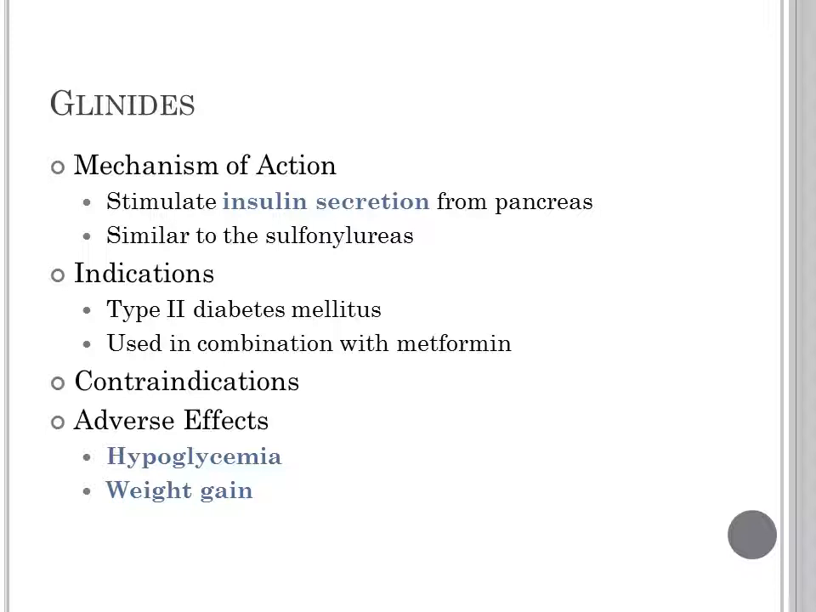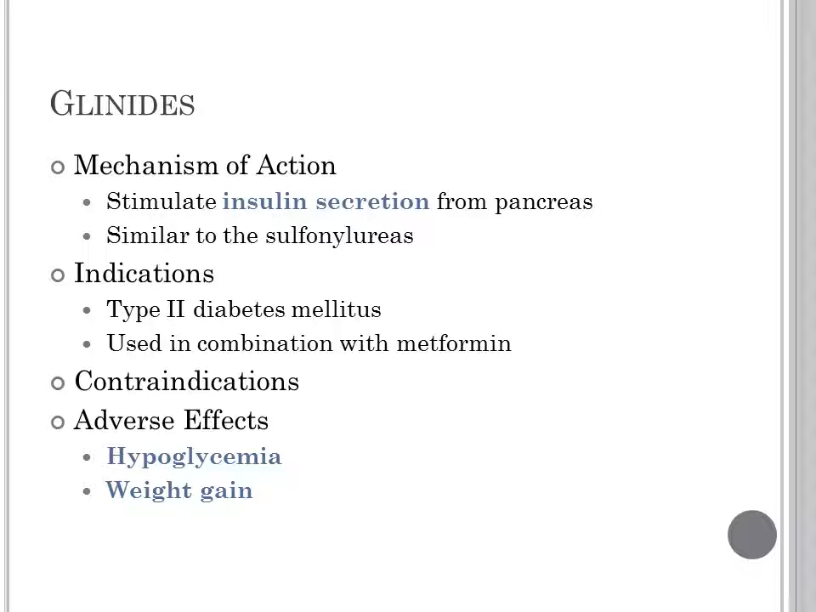Now, you're not going to use these drugs in combination with the sulfonylurea because they act similarly. So if they act similarly, you want to avoid using them at the same time because it doesn't do the patient any good. You have to have two different mechanisms of action.